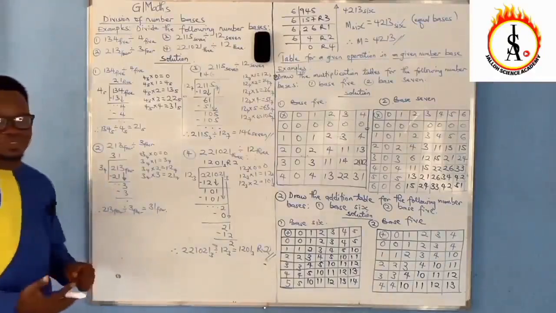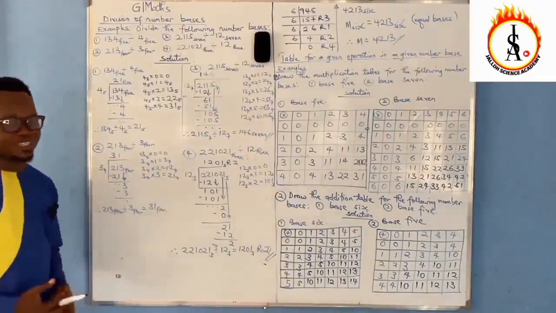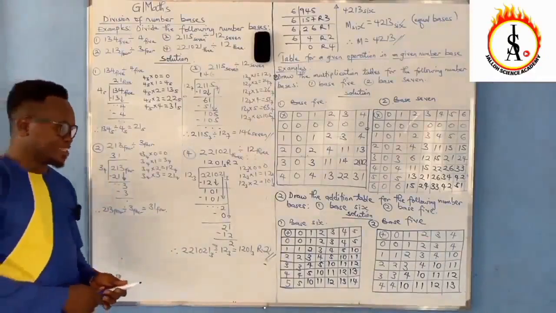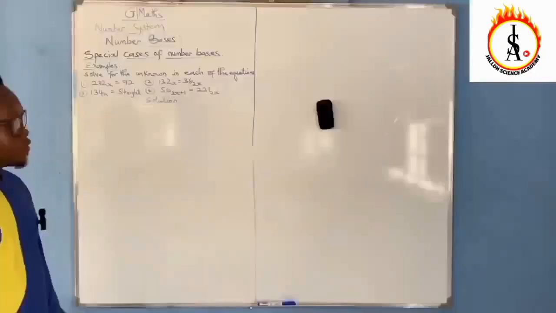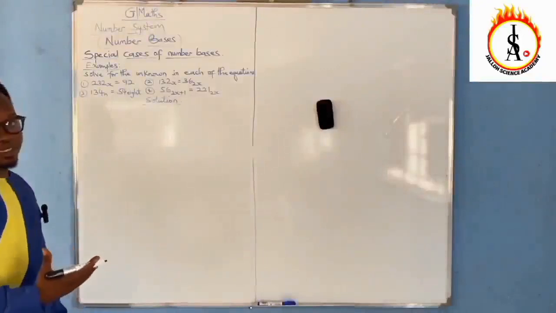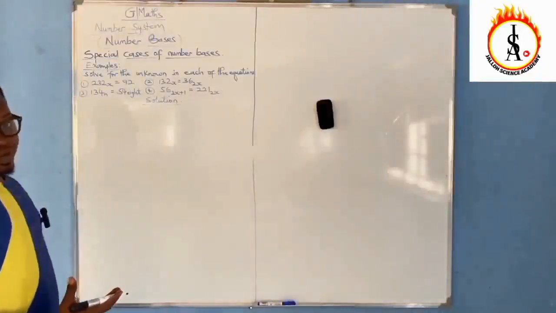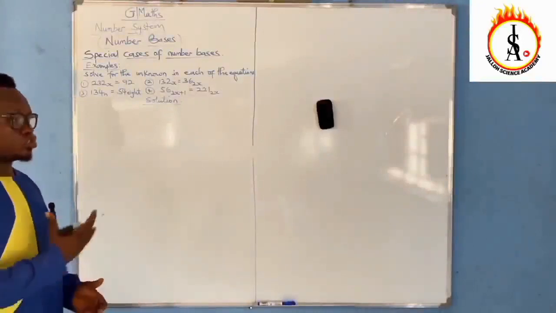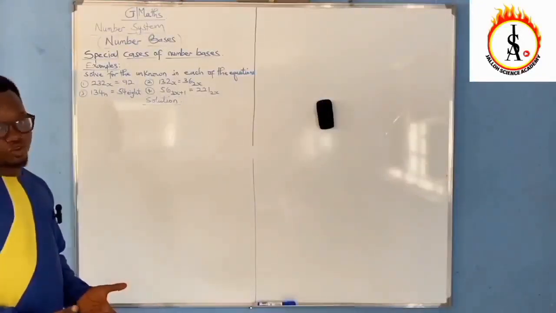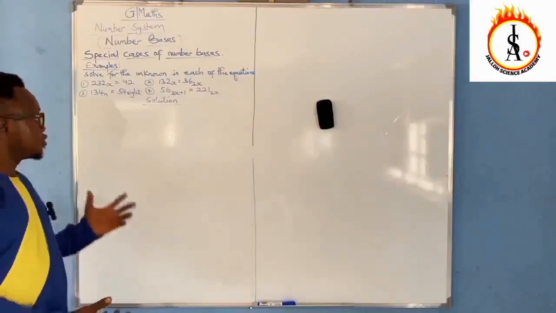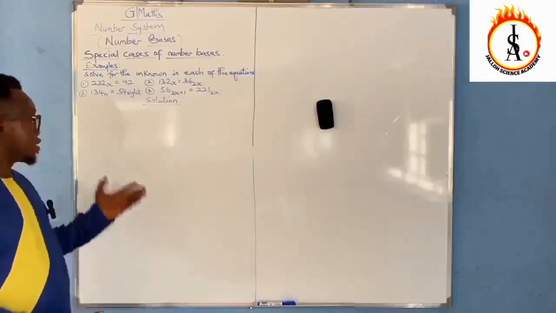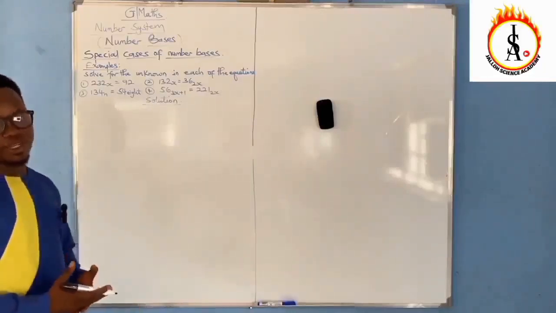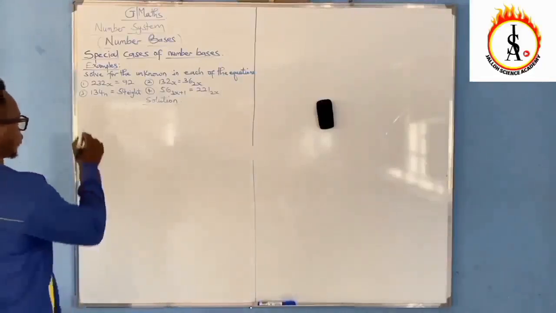So lastly, we move over to special cases of number bases. These are situations wherein you have unknowns, and in these unknowns, you have to work out the unknowns. You solve what the unknowns represent, like the examples we're having here. So let's look at the first one.